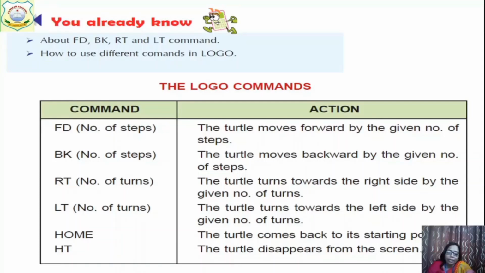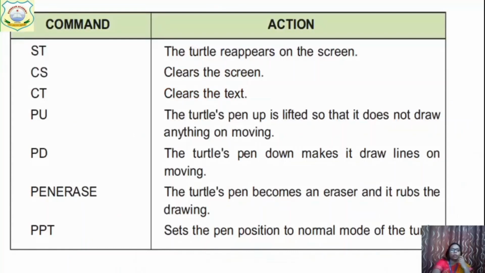The home command is used to bring the turtle back to its starting position, to where it started from. And the HT command will make the turtle disappear from the screen. Once you have made the turtle disappear and you want to bring it back, you use the ST command, show turtle. The ST command will make the turtle reappear on the screen.